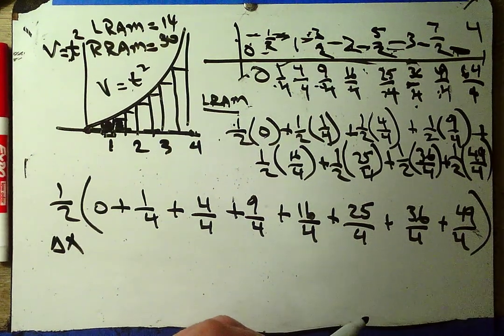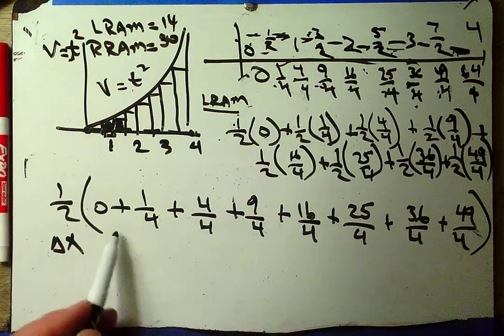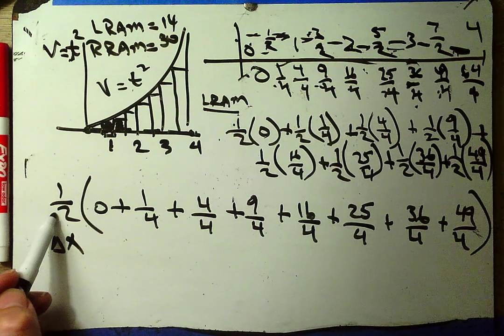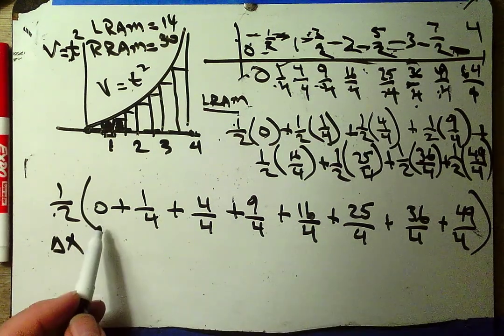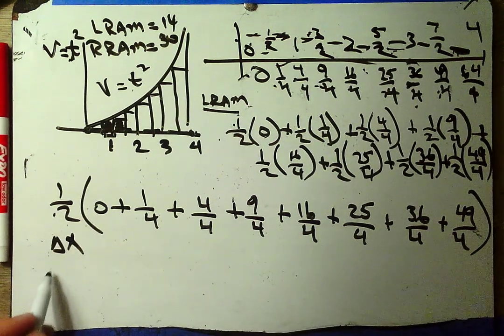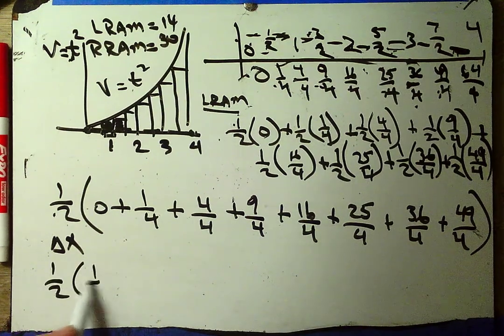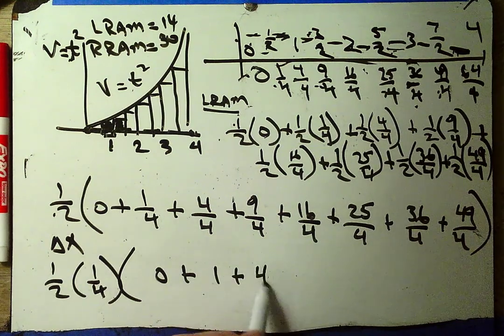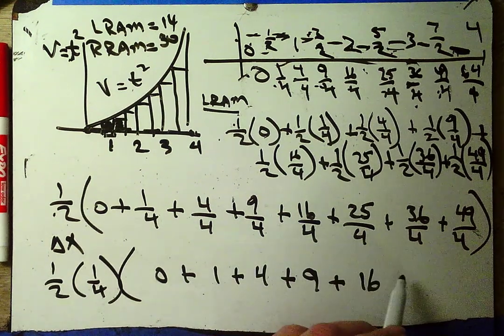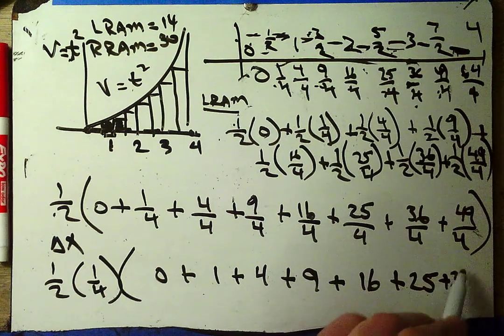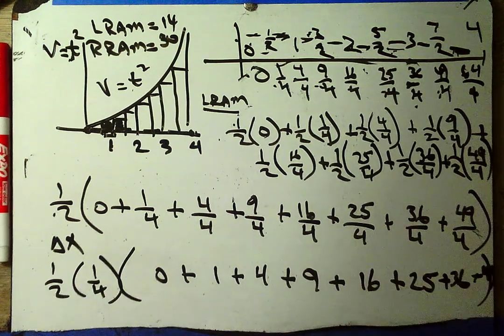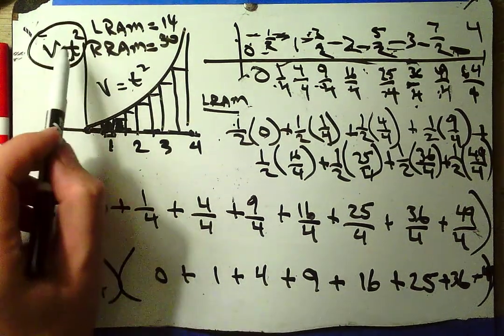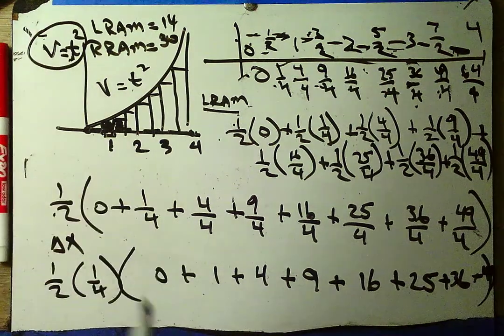But wait a minute, says you. Couldn't I also take out not only the subinterval width, but couldn't I also take out a 1/4 here? Of course you can. So we've got our 1/2 times that 1/4 we're taking out, and now we've got 0 plus 1 plus 4 plus 9 plus 16 plus 25 plus 36 plus 49. And the nifty thing here is that you see all these perfect squares, which makes entire sense because our outputs are all perfect squares. Fabulous.